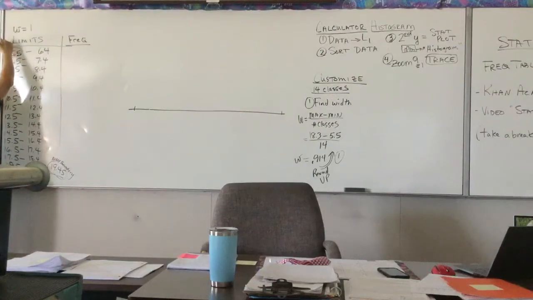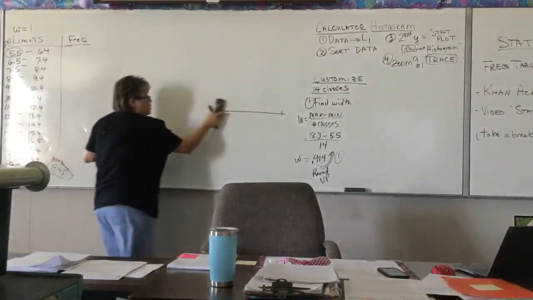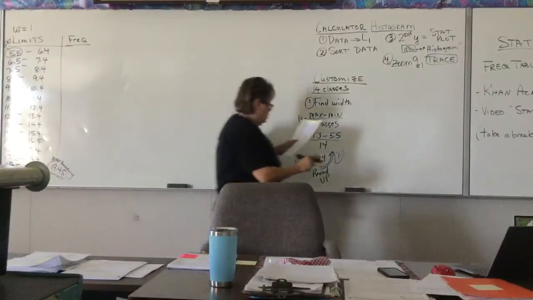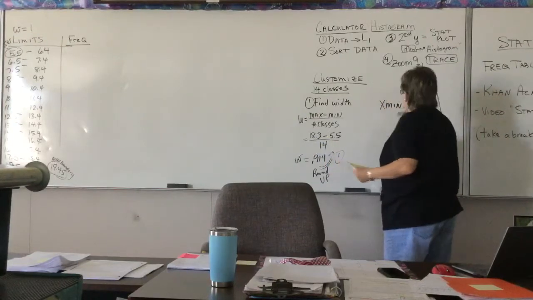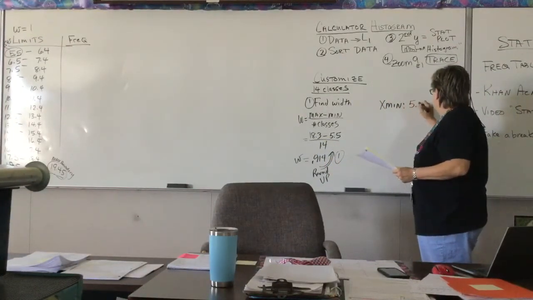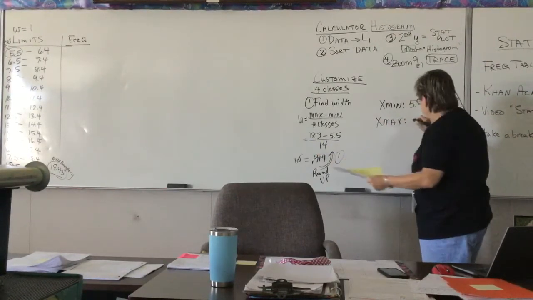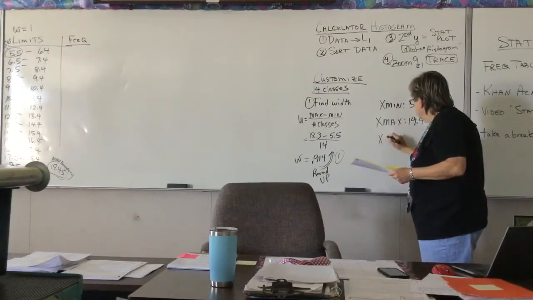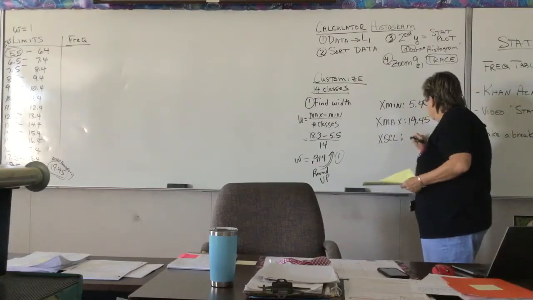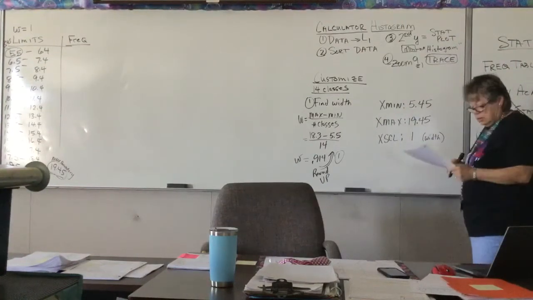Okay, and up here, 5.45 is the lowest boundary. On your notes you'll see it says you need to find the x-min. The x-min is that lowest boundary, 5.45. The x-max is the highest boundary down there at the bottom, 19.45. And then the last part is the x-scale. That's going to be whatever the width is. In this problem it's going to be a 1.